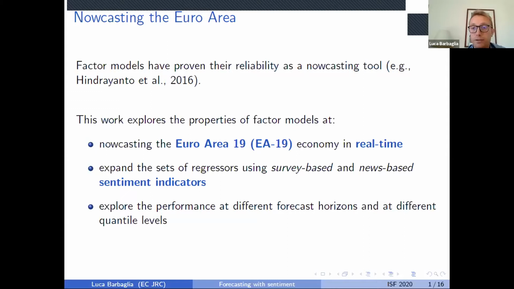Then we will have survey-based sentiment indicators provided by the Joint Research Center. And then we will also have news-based sentiment indicators that we built on our own with a sentiment analysis procedure that I will present briefly during the presentation. So the idea is to make a nowcast of real GDP for the Euro Area 19 at different forecast horizons and see which of these data sets can actually help in having a forecast gain.